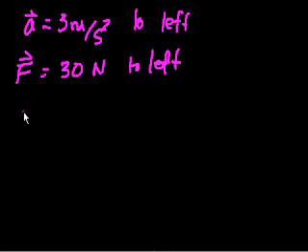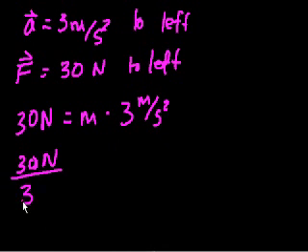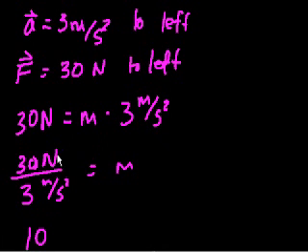Well, you use the same thing. You'd say force, 30 newtons to the left, is equal to mass times acceleration, times 3 meters per second squared to the left. Divide both sides by the 3 meters per second squared, and you get 30 newtons over 3 meters per second squared is equal to the mass. 30 divided by 3 is 10. And newtons is kilogram meters per second squared, so you're just left with 10 kilograms is equal to the mass.